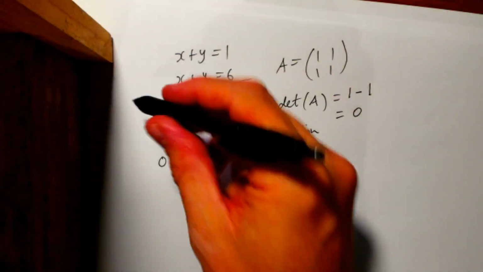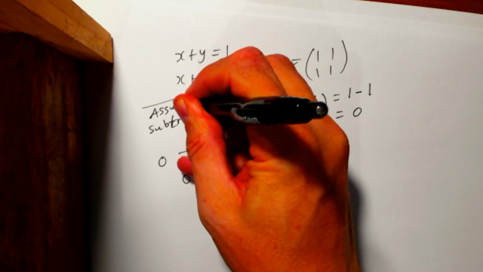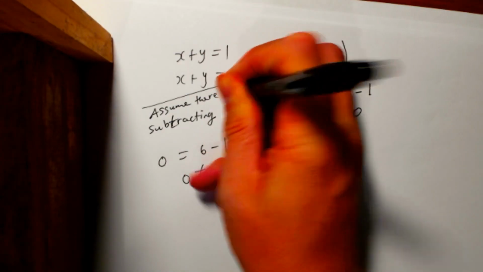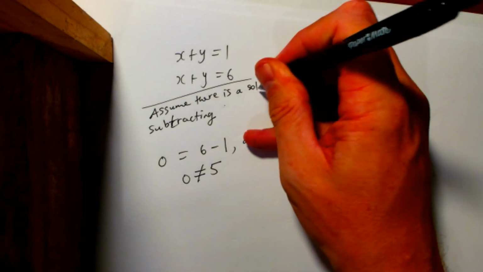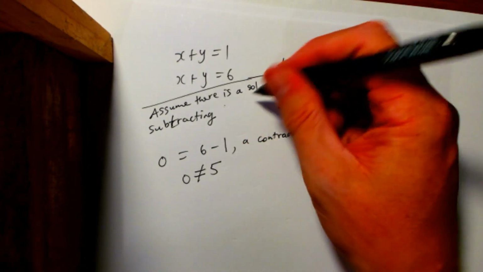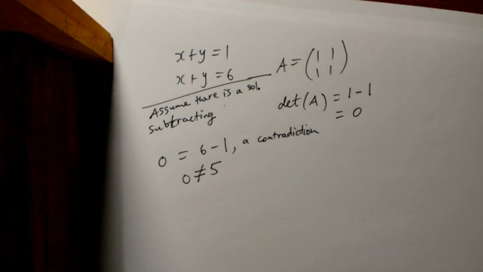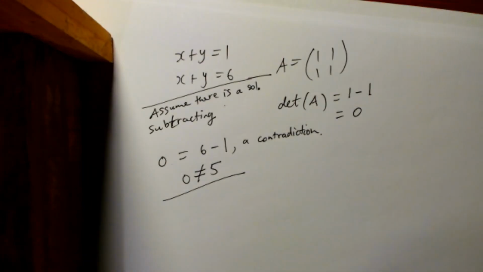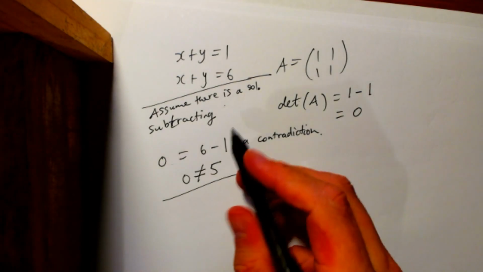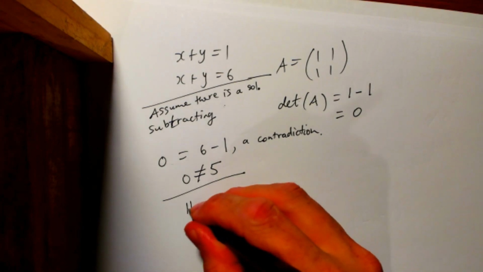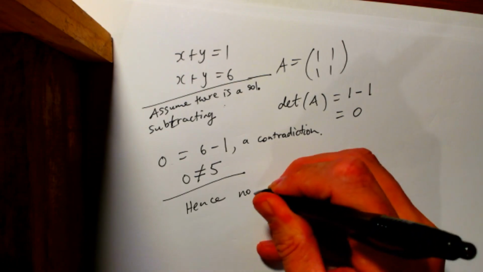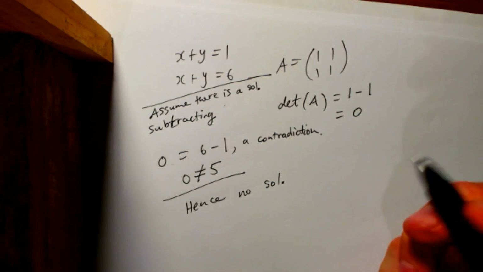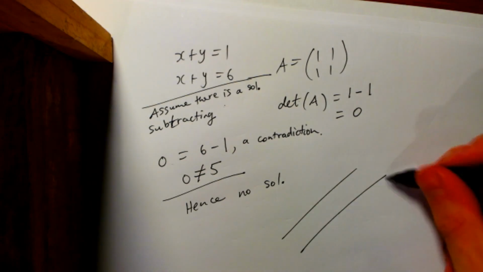So really up here you said, assume there is a solution. Okay, so if there is a solution, then you could do subtraction of the two equations, and you would get this, which is a contradiction, because 0 is not equal to 5. So we get a contradiction to the assumption that there's a solution, so we conclude that the assumption was false, so hence no solution. And so geometrically what that looks like is parallel lines.